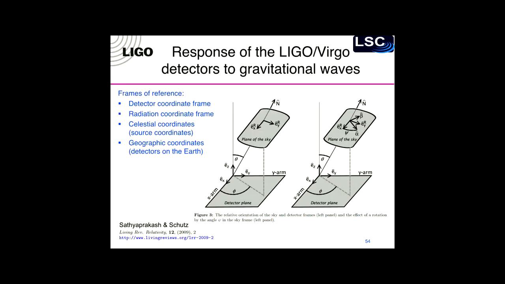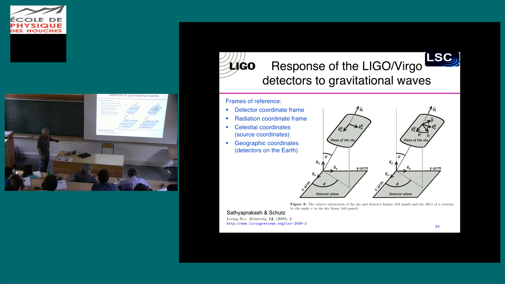Now imagine that the wave is traveling towards the Earth and traveling towards a detector. So here's our detector, the x-arm, the y-arm, the zenith. This is the surface of the Earth. That's the detector plane. So that's one coordinate system, the detector coordinate system. There's another coordinate system way over there, which is the source, which has the orbital plane and maybe it's precessing and all kinds of things like that.